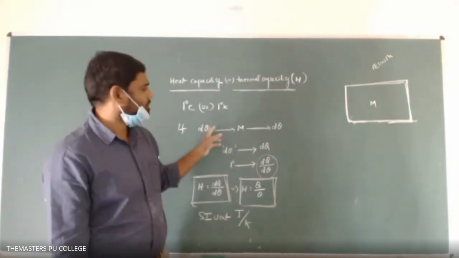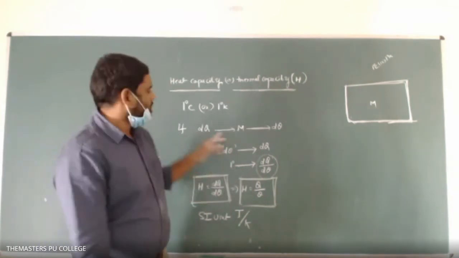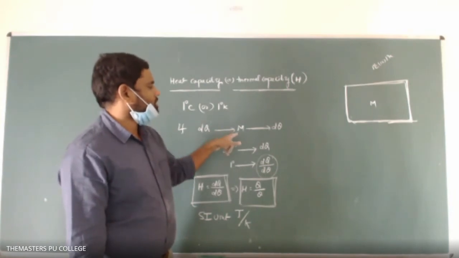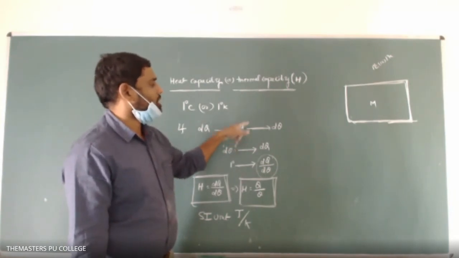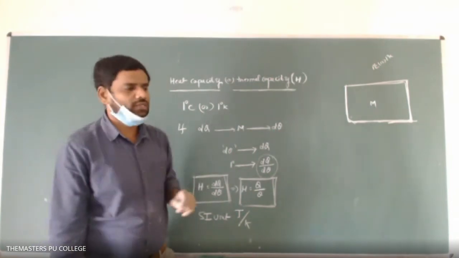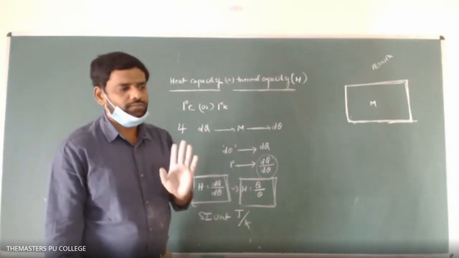Repeat that. Yeah, wait, I'm repeating the sentence. If dq amount of heat is supplied to a substance of mass M, so that its temperature is raised by d theta. Okay, d theta. Full stop.